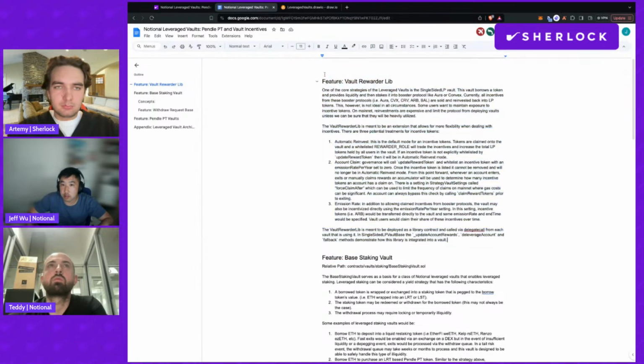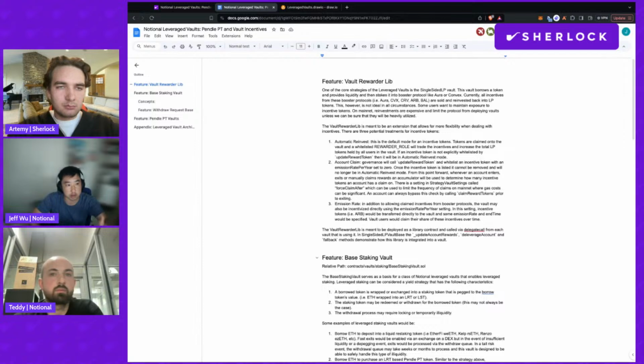So the first feature is the Vault Rewarder Lib, and this feature stands on its own. It's an extension of the existing single-sided LP strategy. The way the single-sided LP strategy works on Notional currently, you might borrow ETH from Notional lenders, deploy it into, say, a Balancer wrapped staked ETH liquidity pool, and then stake it on Aura. From Aura, you might receive additional incentive tokens like BAL and Aura.